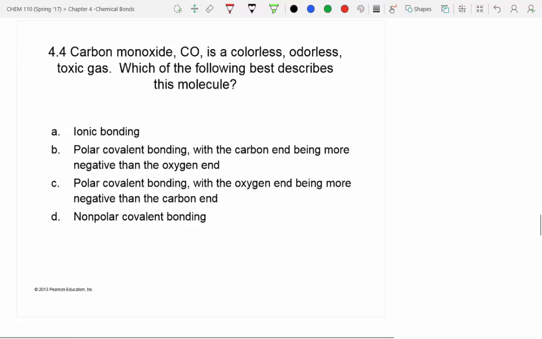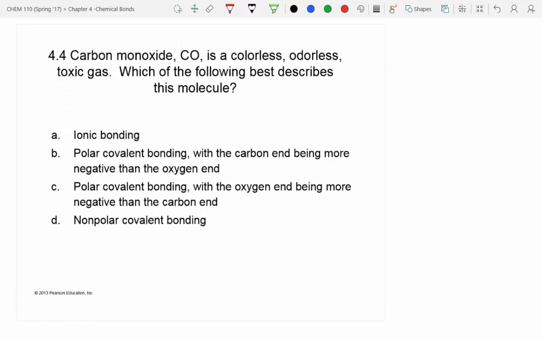All right. Next one. Carbon monoxide is a colorless, odorless, toxic gas. Which of the following best describes this molecule? First of all, do you think it's an ionic bond? No. Okay, so process of elimination, we can rule that out. We don't have a metal in there. We don't have a polyatomic ion in there, so it can't be ionic. Okay, B. Does it have polar covalent bonding with the carbon being more electronegative, or does it have polar covalent bonding where the oxygen's more electronegative, or do you think it's nonpolar?